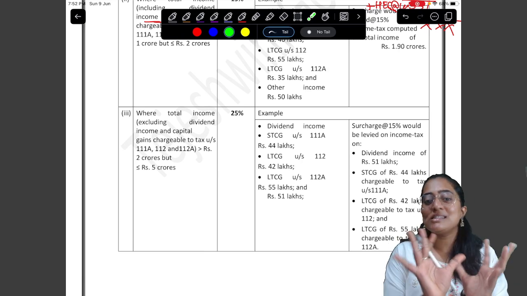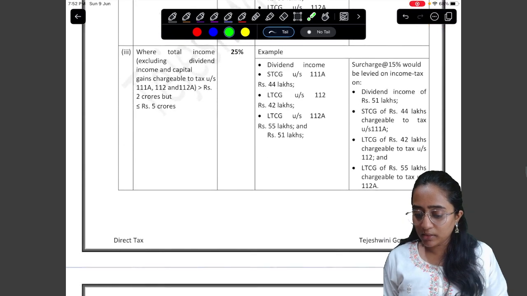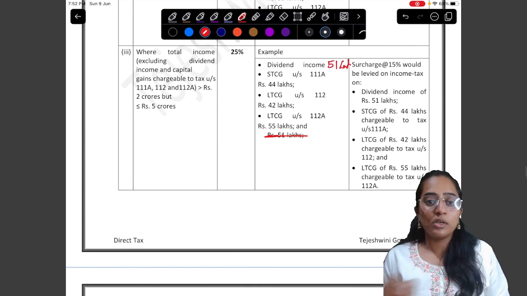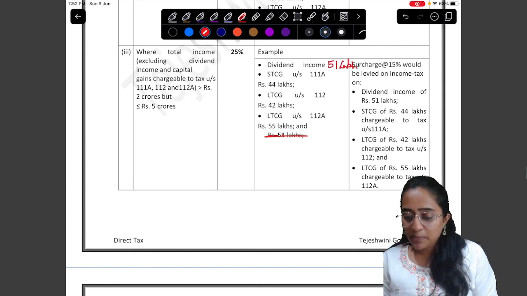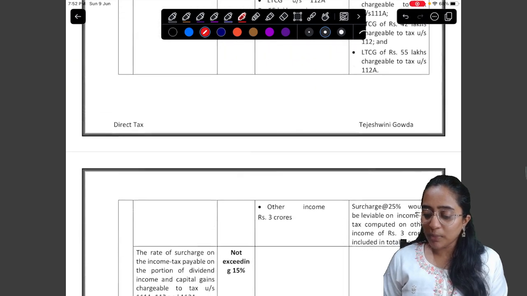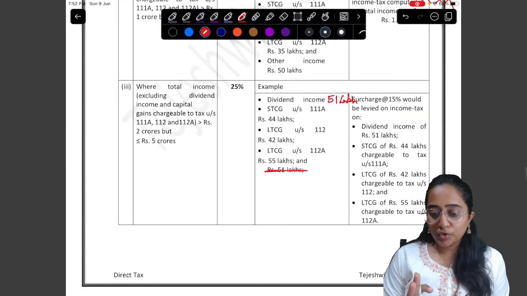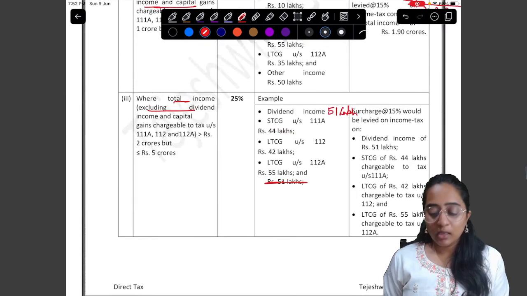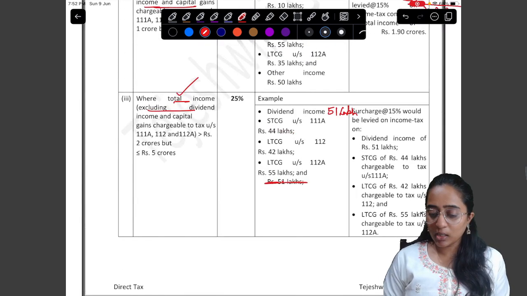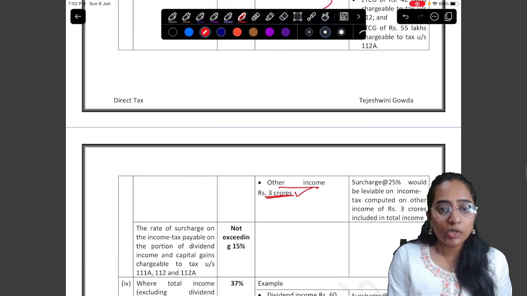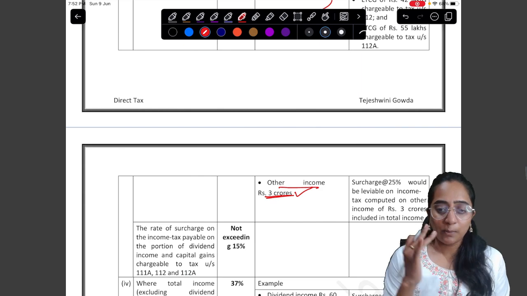Now, let's try to understand the same thing with the help of an example. See your dividend income. First of all, this is a typing mistake. 51 lakh should come here. So dividend income 51 lakh, short term capital gain, long term capital gain, and all these things we have had. Remember, people, I've told you about total income excluding this. So in the question continuation, other income is 3 crores. That is, if I consider my total income excluding this, it is going to be 3 crores in my example.